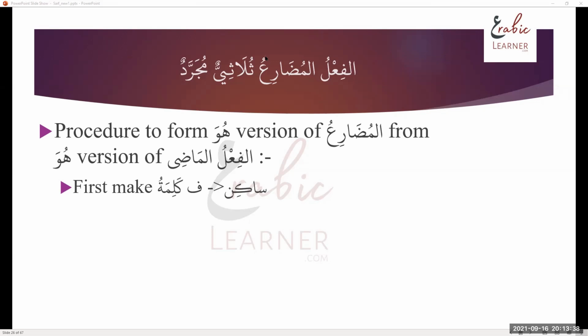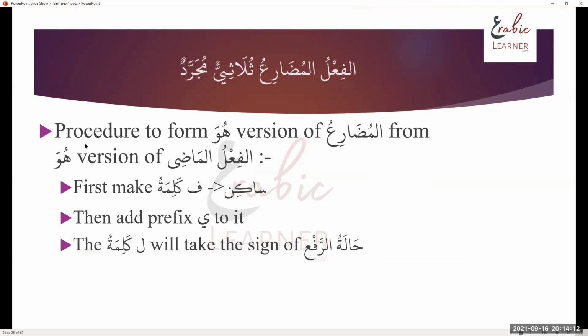So if you have Zahaba, which is he went, you will put Sukun on Zal. Why? Because that is the Fa Kalima. Clear? What is the second step? The second step is you add Ya in the beginning. That is the second step. So first you make Sukun on the Fa Kalima. The second thing is you add Ya in the beginning. Okay. And what is the third thing?